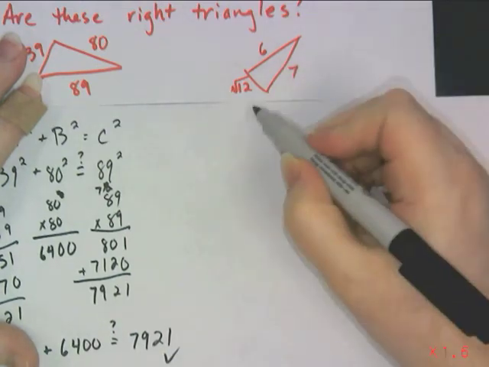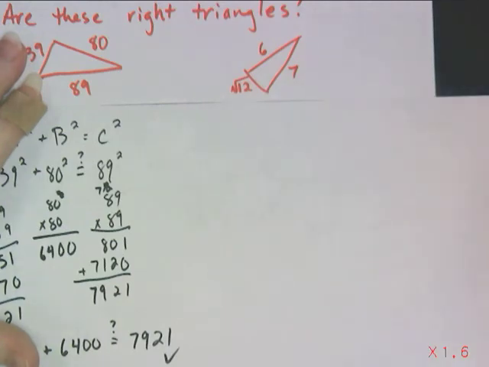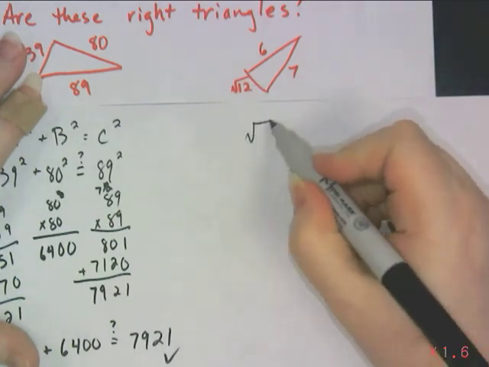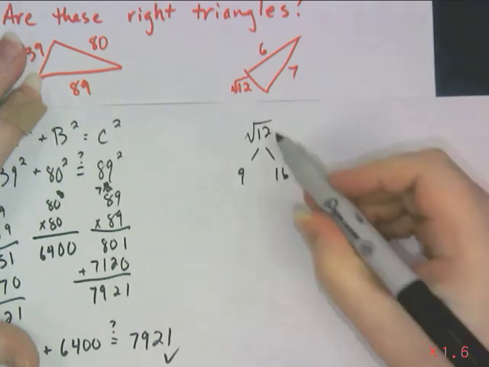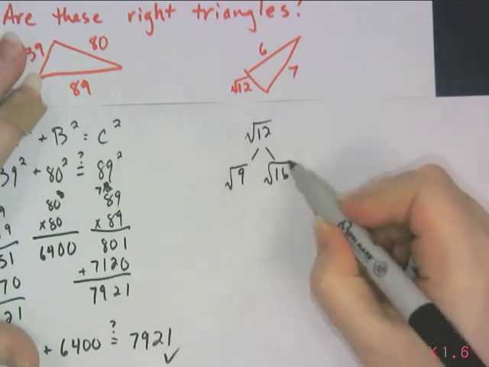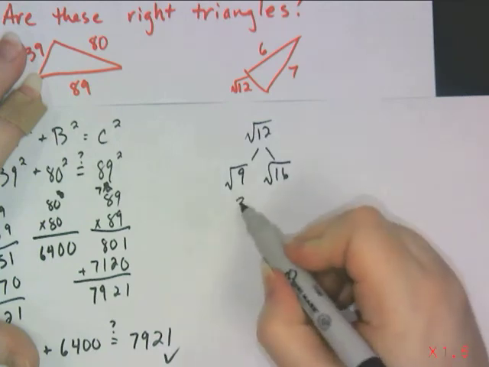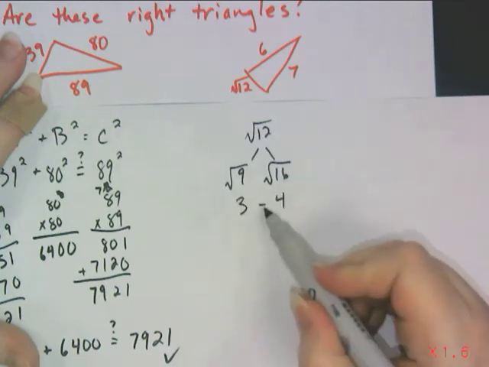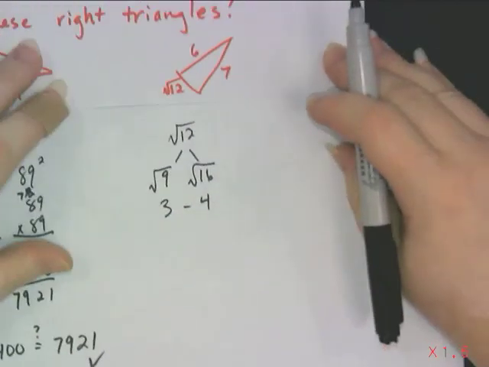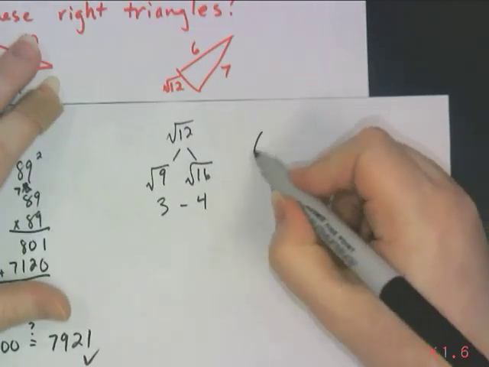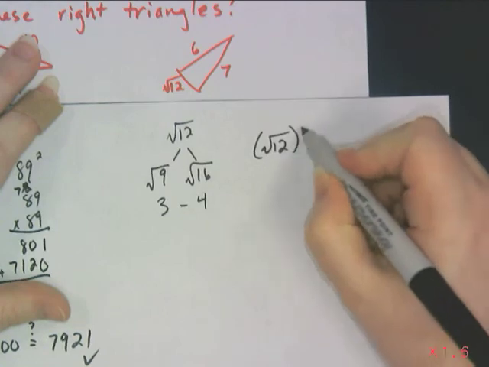So, we have to approximate the square root of 12. Well, 12 is between the perfect squares 9 and 16. So the square root of 12 is going to be between the square root of 9 and 16. It's going to be between 3 and 4. And that's definitely smaller than 7. So when I fill this in, I'm going to need to fill in 7 as my potential c value.